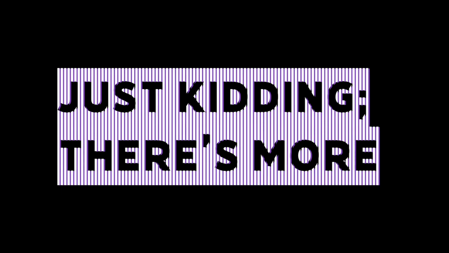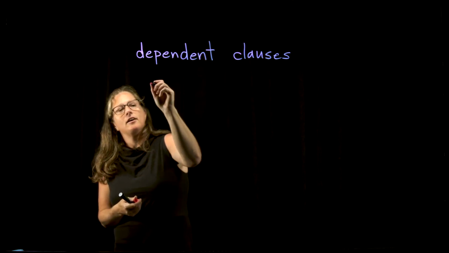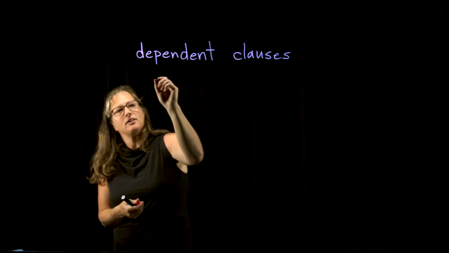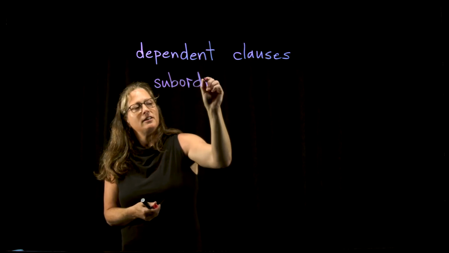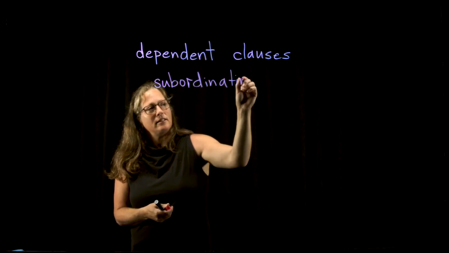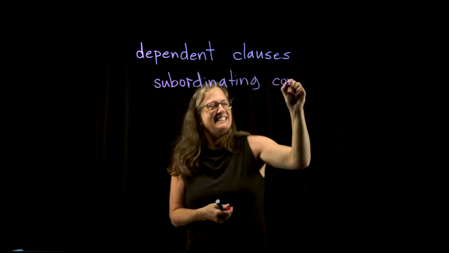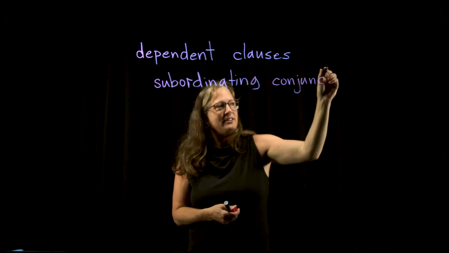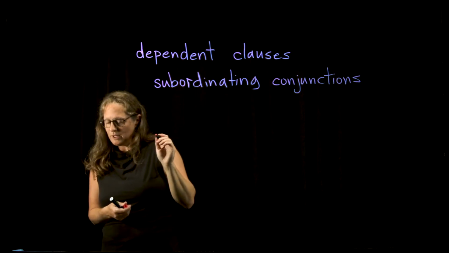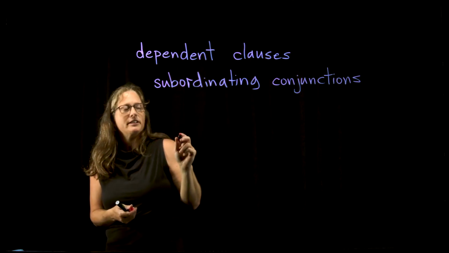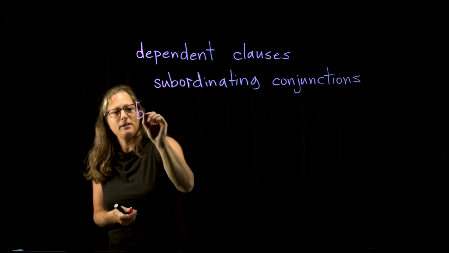Just kidding, there's more. So the difference between dependent clauses and independent clauses are the words at the beginning of the dependent clauses, which we call subordinating conjunctions. So conjunctions are words that join, that connect. So I'll give you a list of some of the common ones, and whenever you see these words, you know that you should be on the lookout for a dependent clause, or most of the time when you see these.